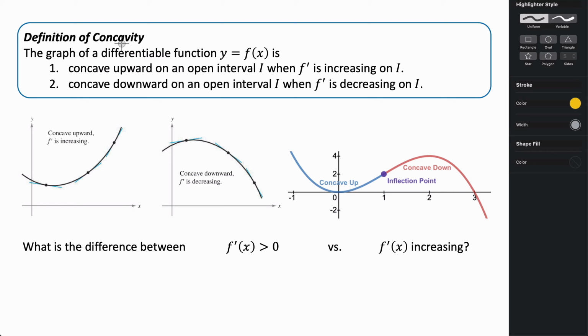In this video, we're going to be talking about concavity. If we're given the graph of a differentiable function, y equals f of x, we say that the function is concave upward if the derivative of the function is increasing. So if the derivative of f increases, we say that the function is concave upward. It would be concave downward if the derivative is decreasing. You can take a look at these curves here.